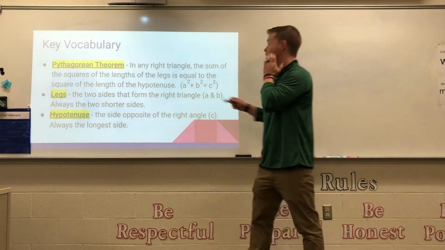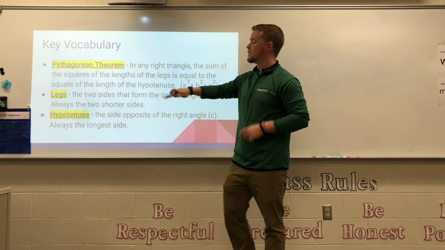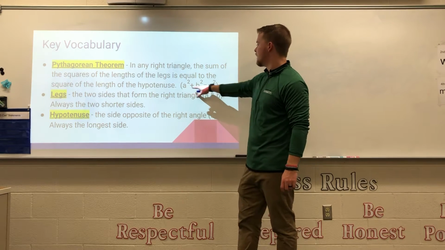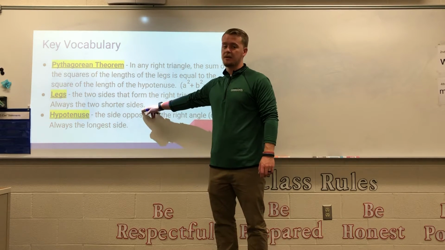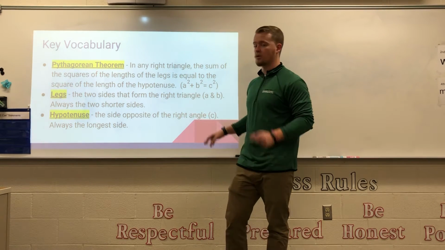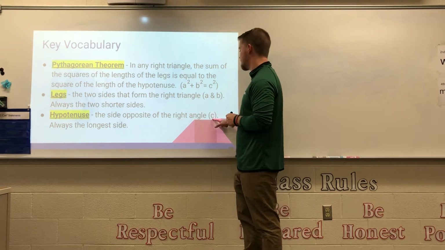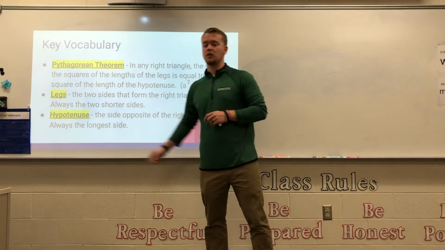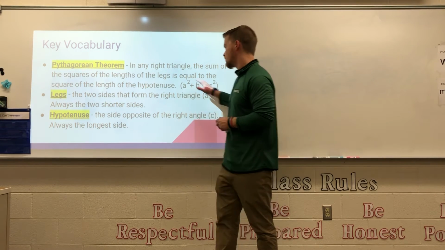Okay, so the right triangles are made up of two main things, the legs and the hypotenuse. Your legs are the two sides that form the right angle, which are A and B. So A and B are always your legs of the right triangle, and they're always the two shorter sides. Then your hypotenuse is the side opposite of the right angle. Wherever that right angle is in that right triangle, on the opposite side is your hypotenuse, and that's your C. So this is always your hypotenuse in the equation. That's always the longest side. Whatever the longest side of that right triangle is, that's your hypotenuse, or your C. Okay, so that is your definitions.